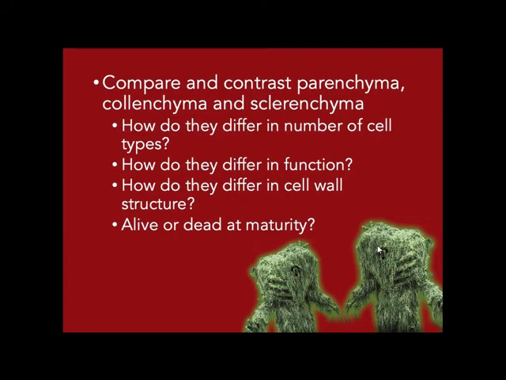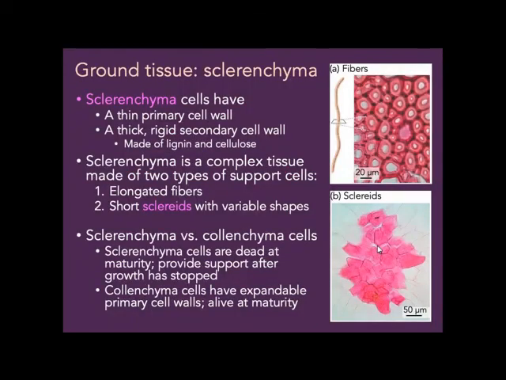All right, let's compare and contrast parenchyma, collenchyma, and sclerenchyma. How do they differ in number of cell types? Well, the parenchyma and the collenchyma only have one type of cell, but sclerenchyma has two. Yeah, that's true. Remember the two kinds? Fibers and sclereids. You want to look again? Yep, fibers and sclereids, right there.